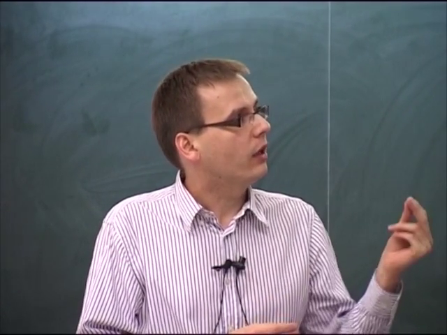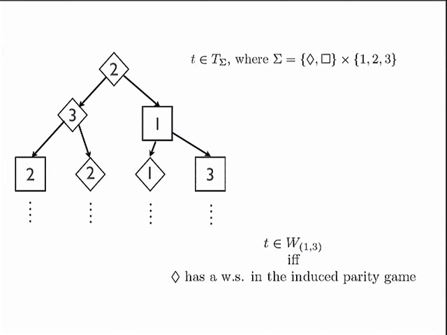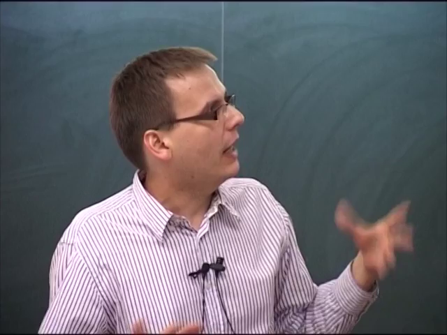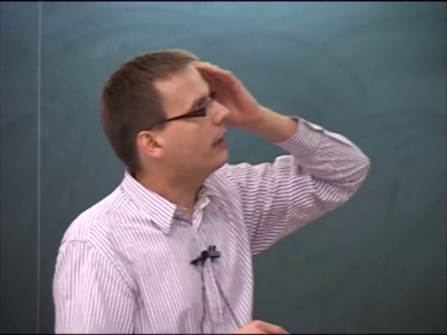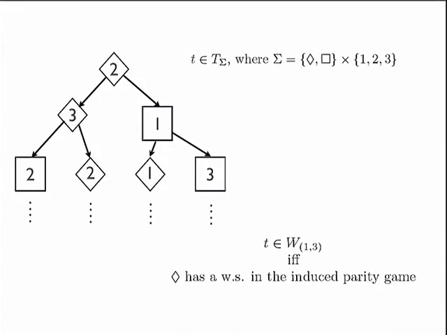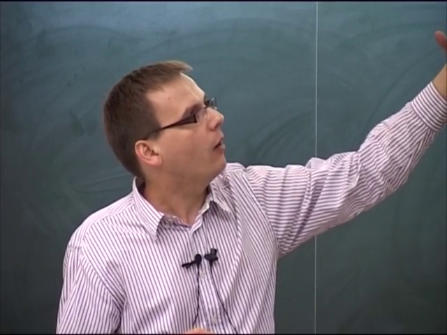And there are concrete examples of languages that cannot be recognized by automata with small index. So this is an example; the language is called W13, and it's an example of a language that is recognized by a 1-3 automaton, but not by a 0-2 automaton, so not by the dual one. So let me just quickly explain the language. You look at the trees that are labeled with pairs. So each letter is a pair. It consists of a box or a diamond and a number, 1, 2, 3.